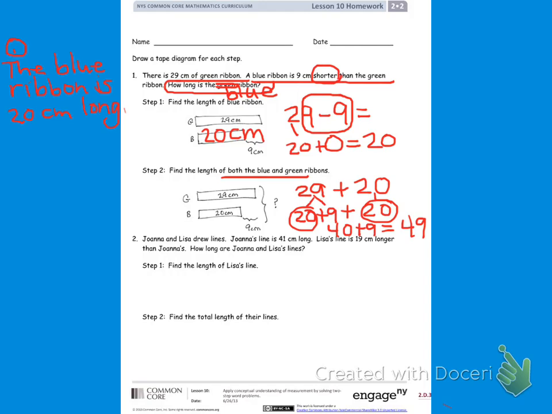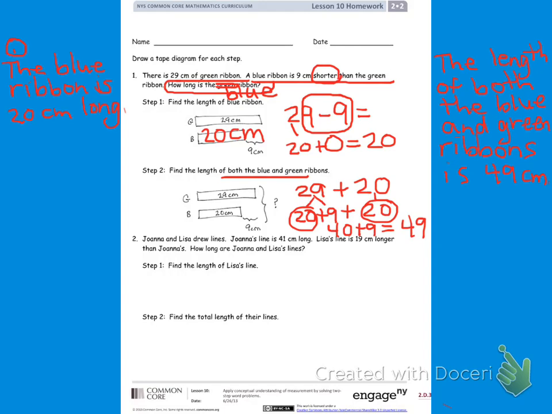I'll write that in words. The length of both the blue and green ribbons is 49 centimeters.